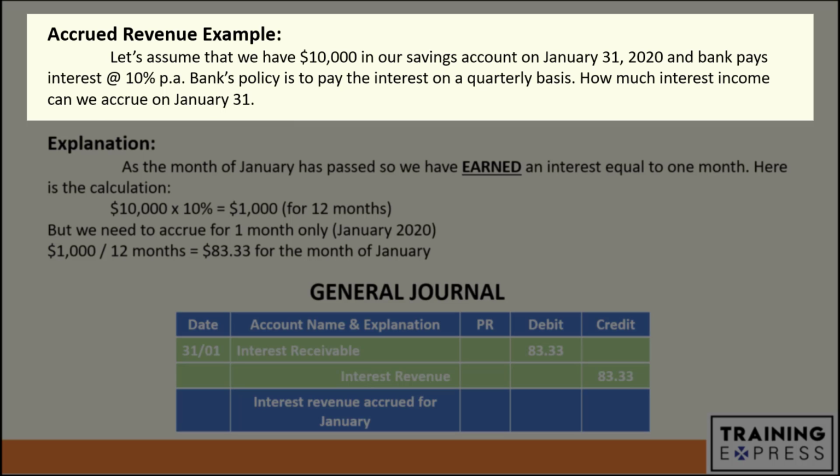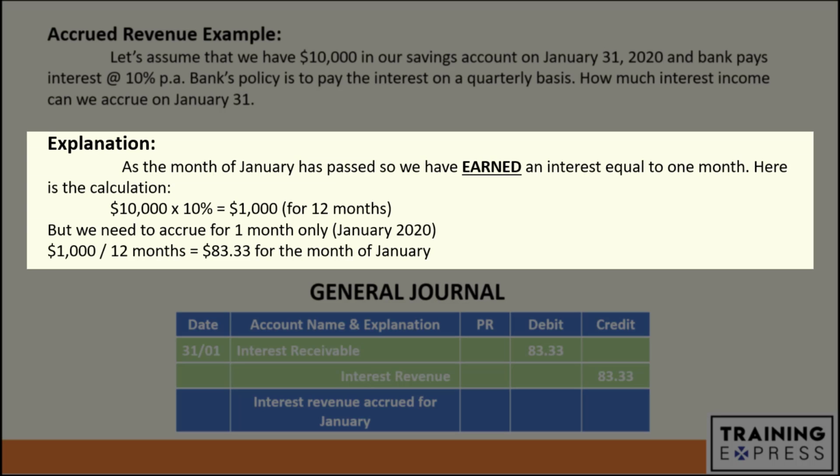Let's assume that we have $10,000 in our savings account on January 31, 2020, and the bank pays interest at the rate of 10% per annum. The bank's policy is to pay the interest on a quarterly basis. How much interest income can we accrue on January 31? Explanation: as the month of January has passed, we have earned an interest equal to 1 month.